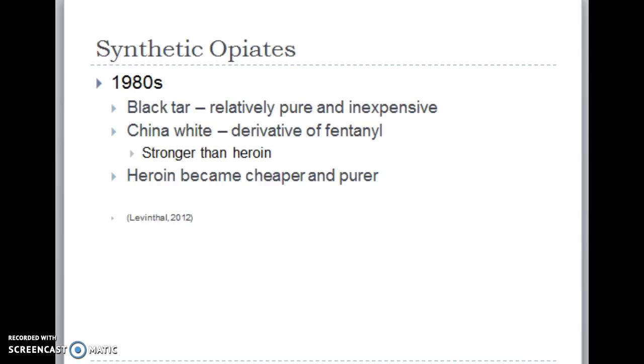So synthetic opiates. In the 80s, things like black tar and China white, which are all very similar to heroin but much more intense, and some more pure. And it's cheaper than heroin.